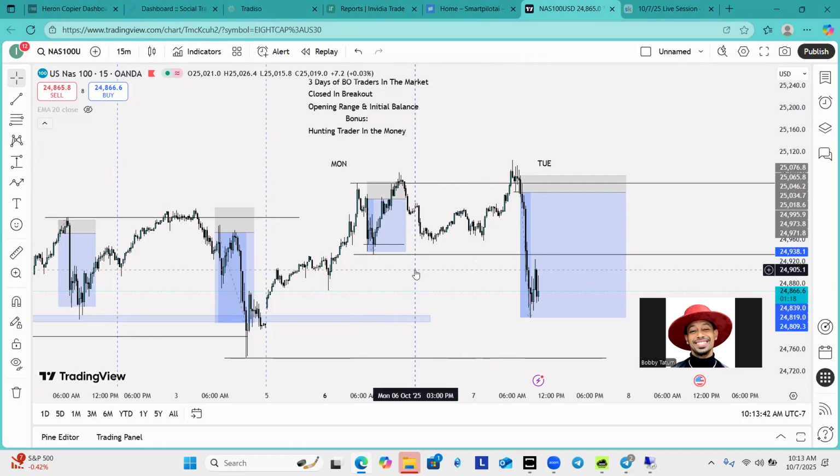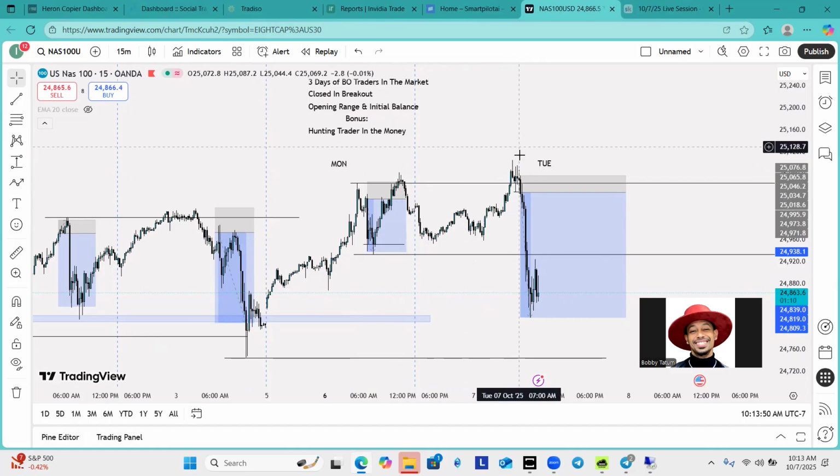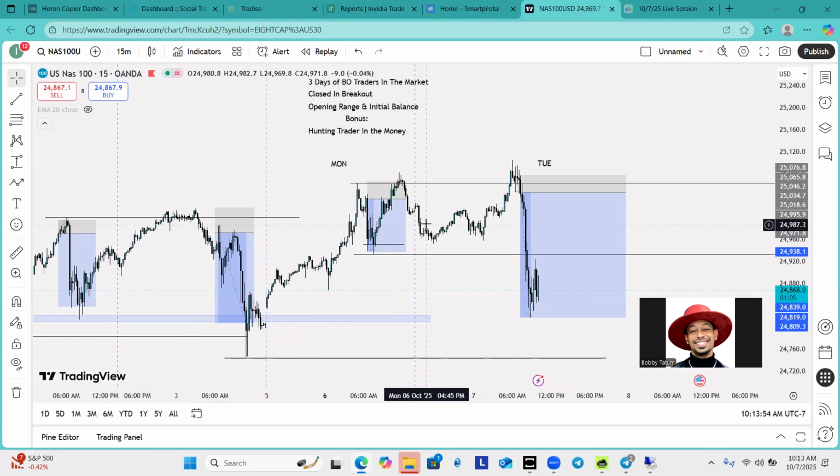And that's why during the session this morning, when I saw these equal lows and I saw price break the high of yesterday, I was anticipating price coming down to take out the liquidity, right?